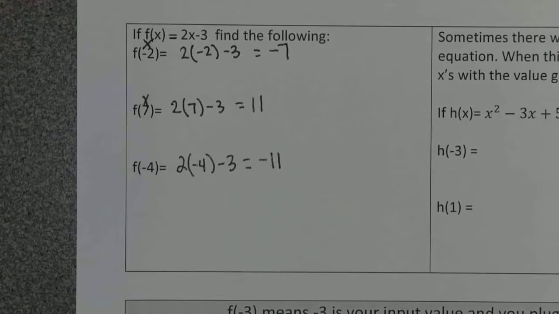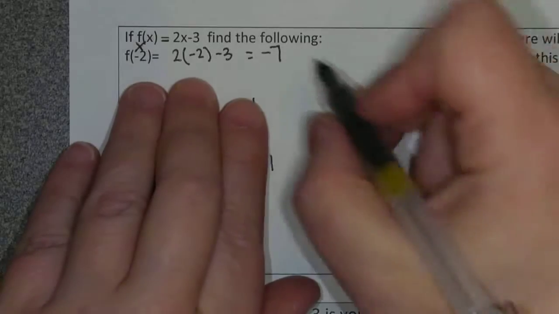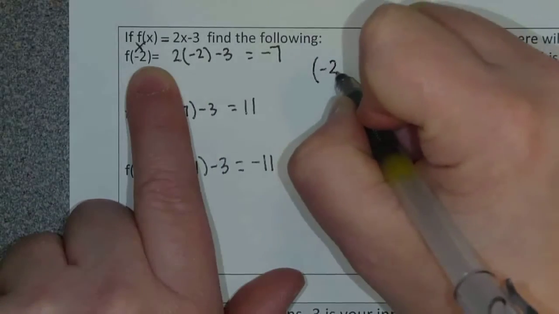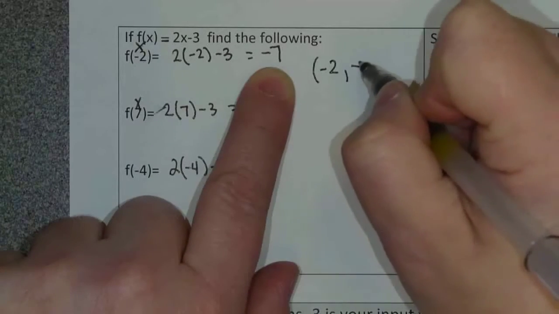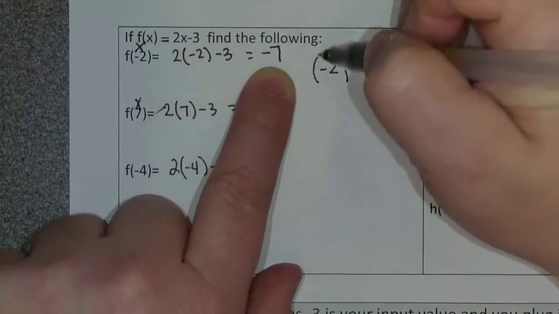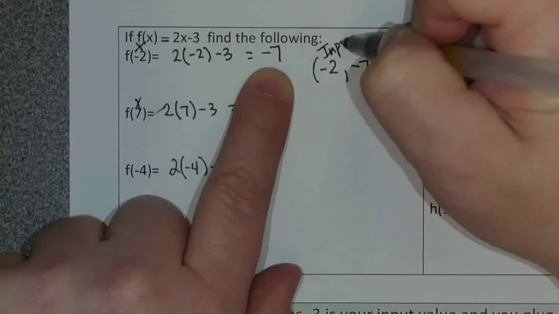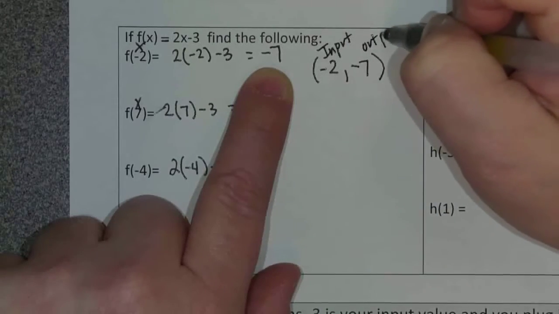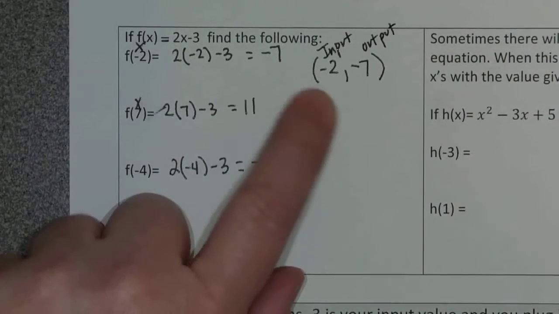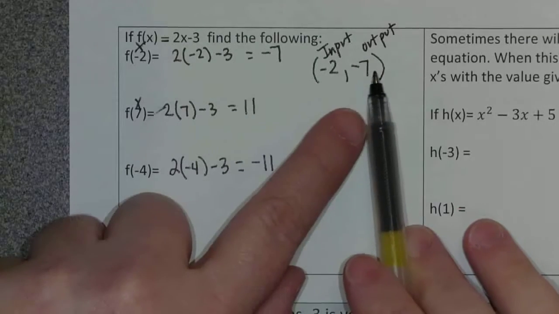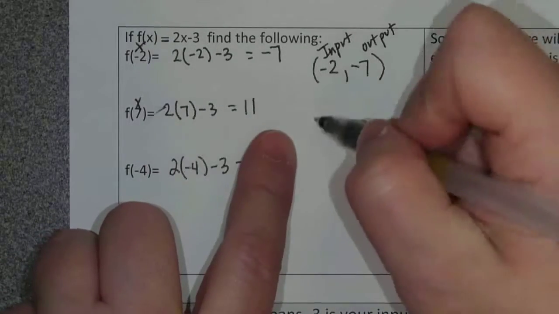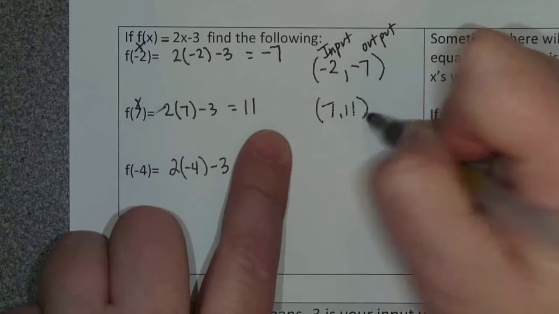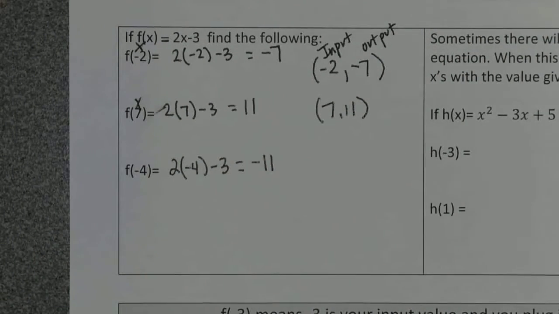Just another way to remind you, we could write our answers here though. When I put negative 2 in, what did I get out for its answer? Negative 7. So we can think about those as input and output values to get our ordered pair still. If you put negative 2 in, you get negative 7 out. If you put 7 in, you get 11 out. Just remember that an ordered pair represents a set of input and output values.